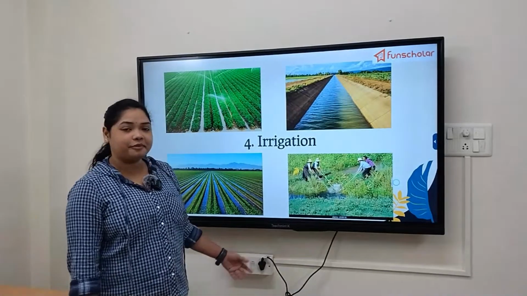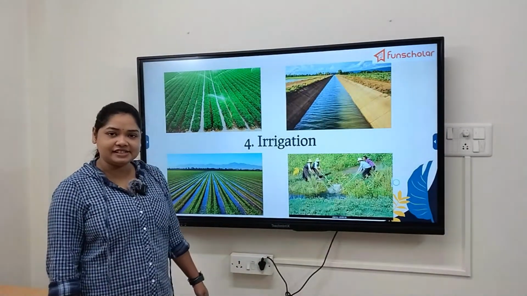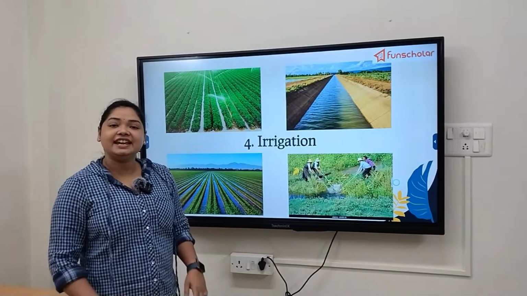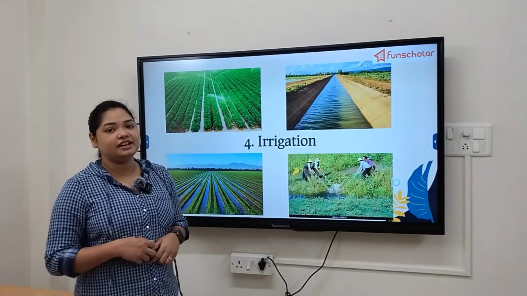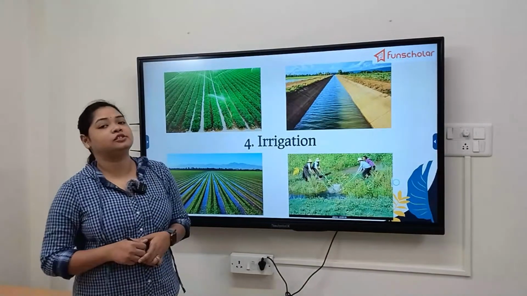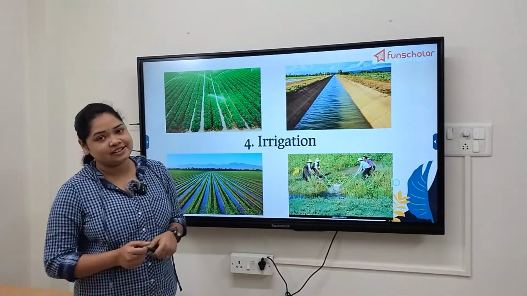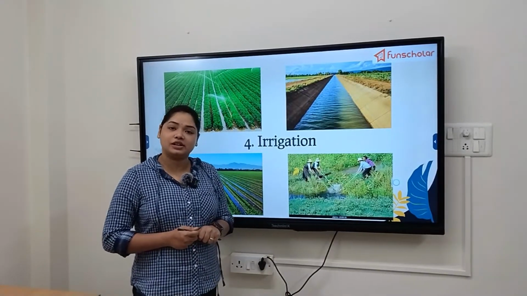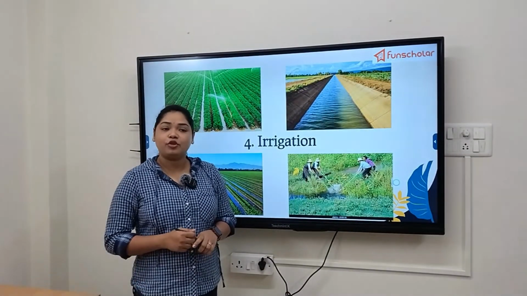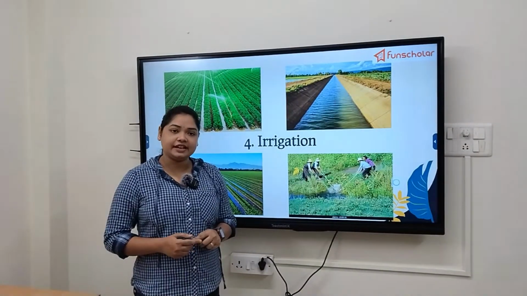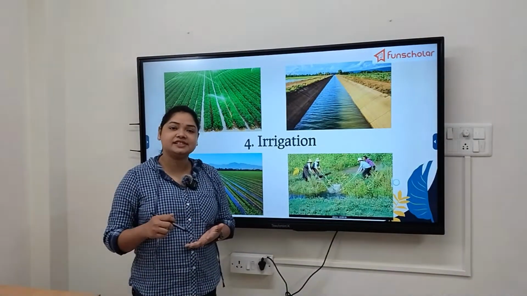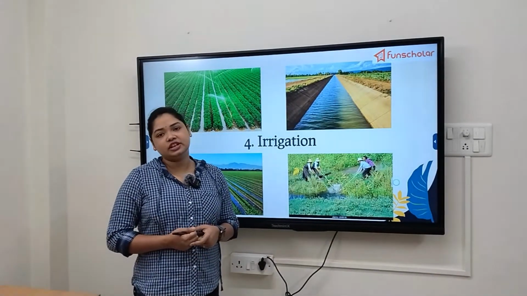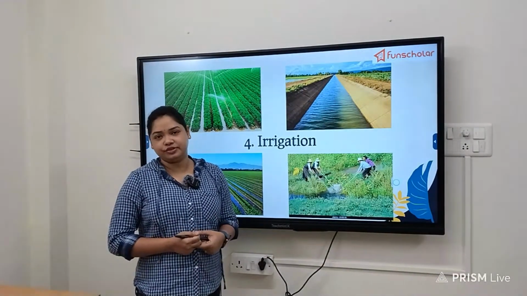So the next step after adding manure and fertilizer, as you can see, is irrigation. What is irrigation? Irrigation is nothing but adding water or providing the water supply to the plants. Just like any living organisms, plants also need water on a regular basis for their activities like food production, that is photosynthesis, and also to stay alive they need water and other nutrients.